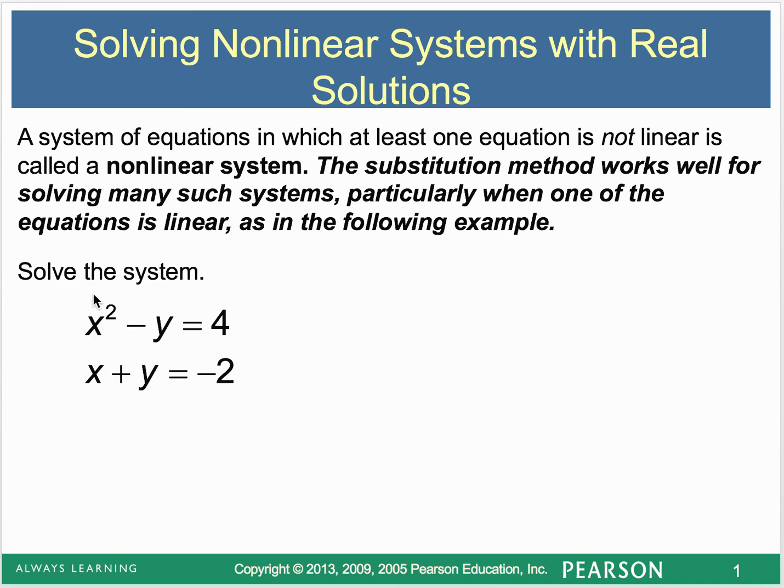In other words, look, this one's a quadratic, this one's a linear, but this one's a quadratic. So Cramer's rule doesn't apply anymore. Cramer's rule is for linear equations, but substitution and elimination still apply. So I would just do the same thing. I could either solve one of these for x or y.